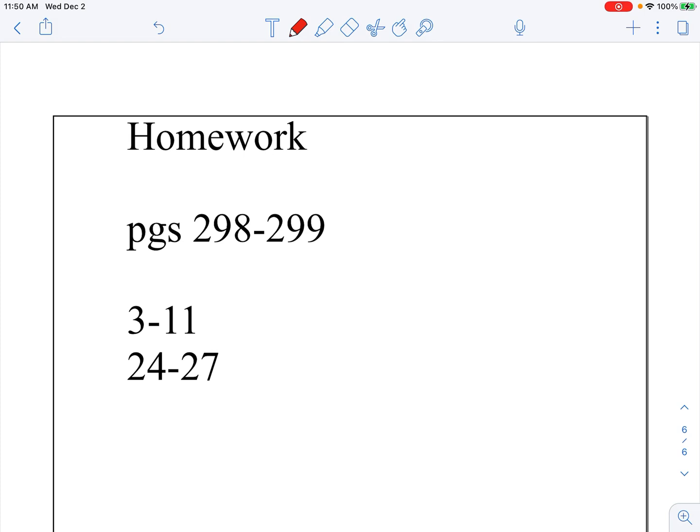So there's your homework, pages 298 to 299, numbers 3 to 11, and 24 to 27. All right, if you have any questions, please make sure you let me know.